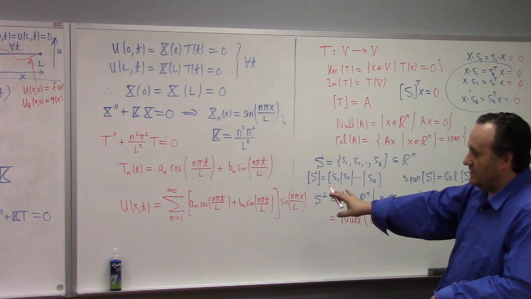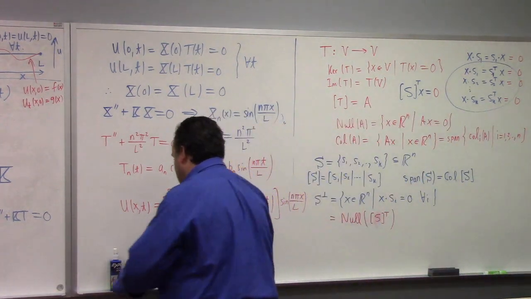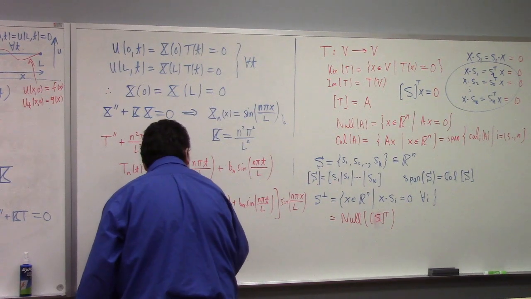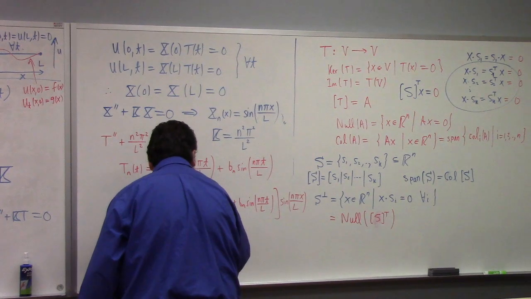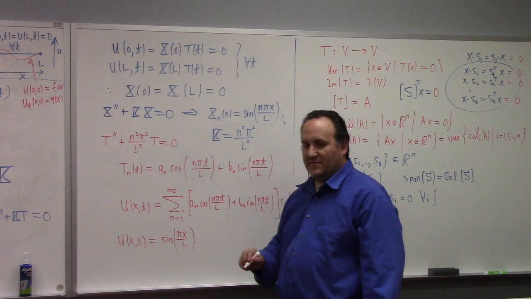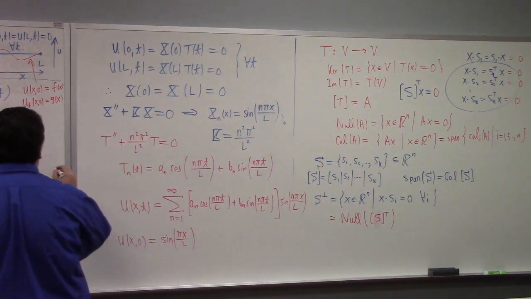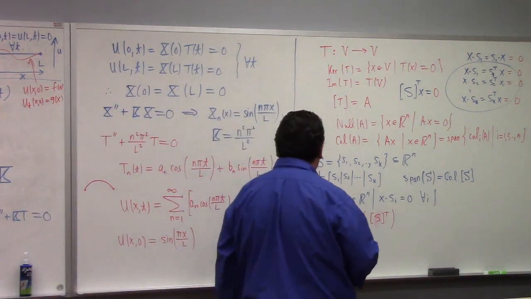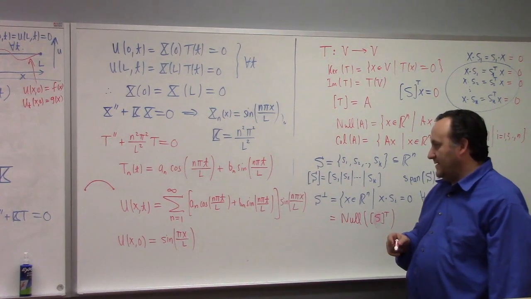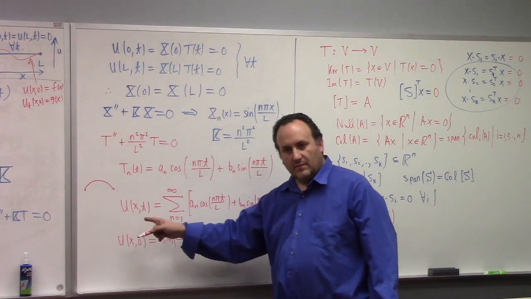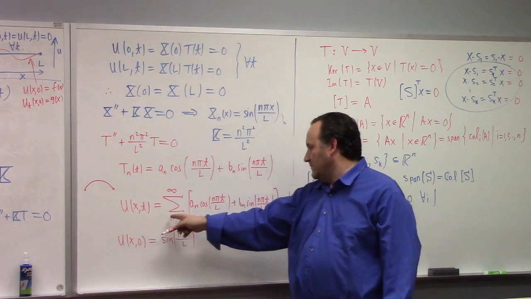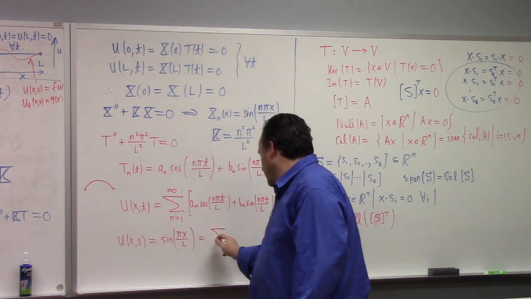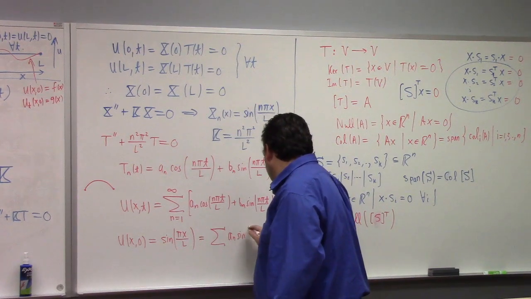So this in no way reflects the initial shape of the string. Just to give a really stupid example, if you had u of x comma 0 equal to sine of pi x over L, in other words, the string is basically just like this, then when you plug in zero for t, this piece is gone. That becomes A sub n sine of n pi x over L.